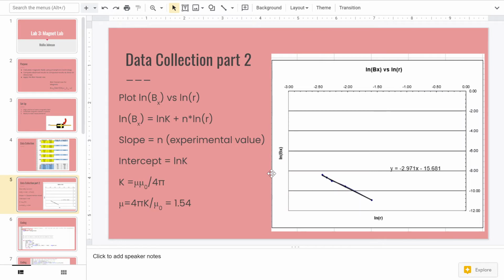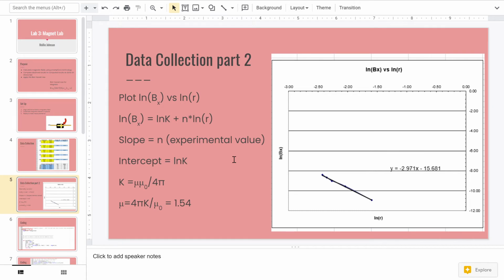Taking this information, I could plot the natural log of the magnetic field in the x direction versus the natural log of r, where r was the distance from the magnet to the magnetic sensor. As you can see on the graph here, it comes out with a y = mx + b equation, which in this case translates to the natural log of the magnetic field in the x direction equals the natural log of k, a constant, plus n, the slope, the experimental value, times the natural log of r.